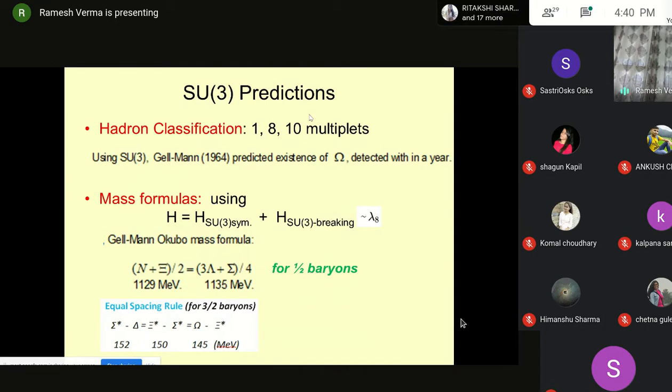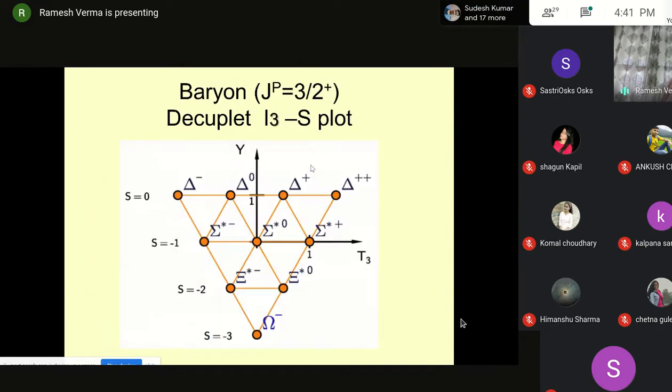I'm just giving the final results, but I will show you someday how this can be obtained. First of all, SU3 works exceedingly well as far as hadron classification is concerned, that is, the 1, 8, and 10 multiplets chosen by the hadrons. In fact, Gell-Mann exploited this symmetry to predict the existence of the omega, which was not known at that time, and he calculated its charge and its mass very easily. Charge is very easy to find because all particles on this axis have the same charge. So this is negative, negative, negative. So omega minus must be negative.